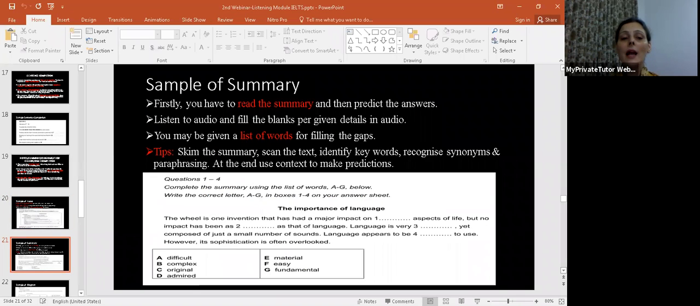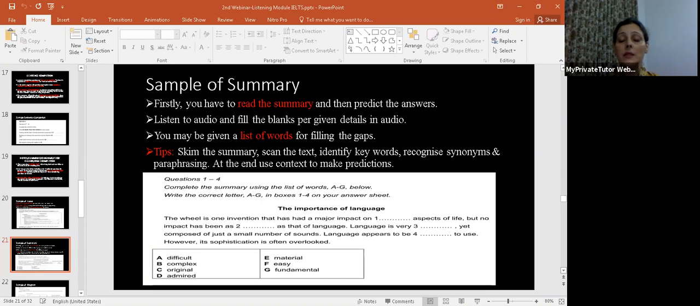Then I would like you to have a look at the sample of the summary. You have to read the summary first and then predict the answer. The question is in front of you, the same as that. You are reading the question first, getting an idea quickly, then listening to the audio and filling the blanks with the given details. Maybe you are going to be given a list of words also. You're going to choose those words and place them in the blanks also.